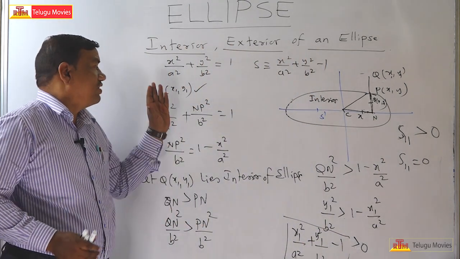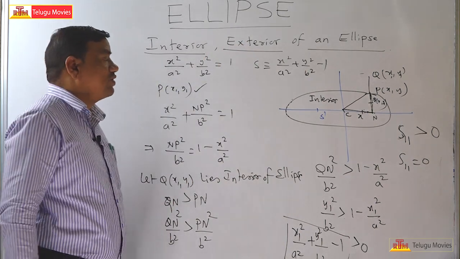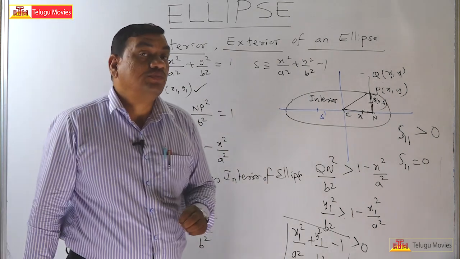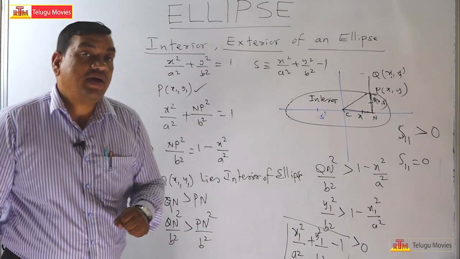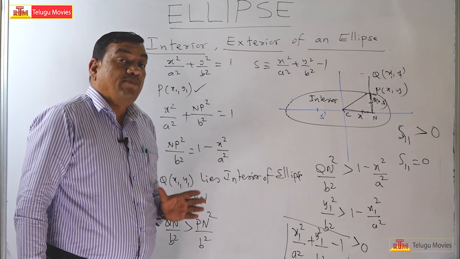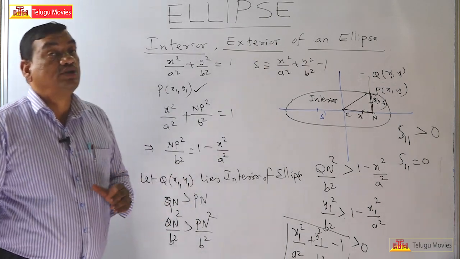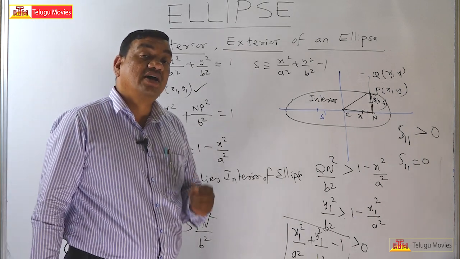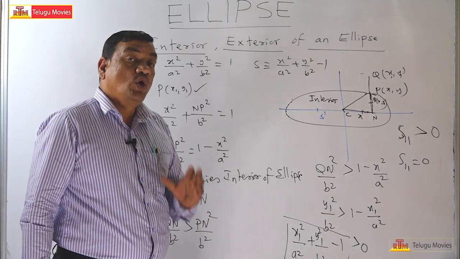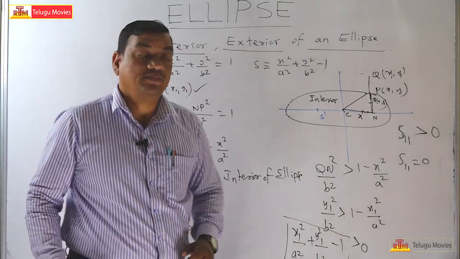So, on the whole, given a point x1 comma y1 and S is equal to x square by a square plus y square by b square minus 1, if the S11 value is negative, then the point lies inside the ellipse. If the S11 value is positive, then the point lies outside, in the exterior of the ellipse. If S11 is equal to 0, then the point lies on the ellipse. I hope that you understand this concept. Let us go for the next concept.